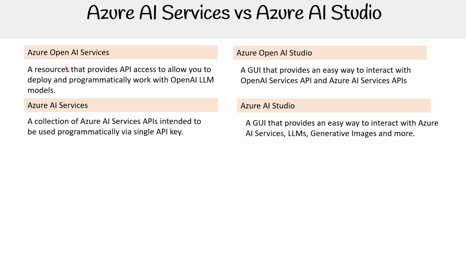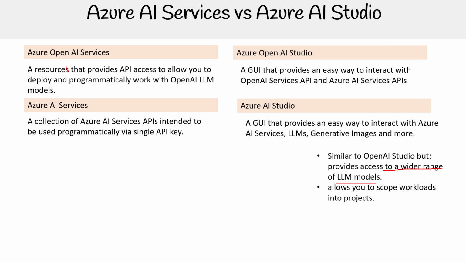Then you have Azure AI Studio, and this is a GUI that provides an easy way to interact with Azure AI Services, large language models, so from OpenAI Services, generative images, and more. So this is very similar to OpenAI Studio, and it could end up replacing Azure OpenAI Studio, but right now they both exist. But the key difference is that it provides a wider range of LLM models. So here you can deploy not just OpenAI models, but things like Mistral or Cohere or other ones like that. It also allows you to scope workloads into projects. So that is one key difference from OpenAI Studio.